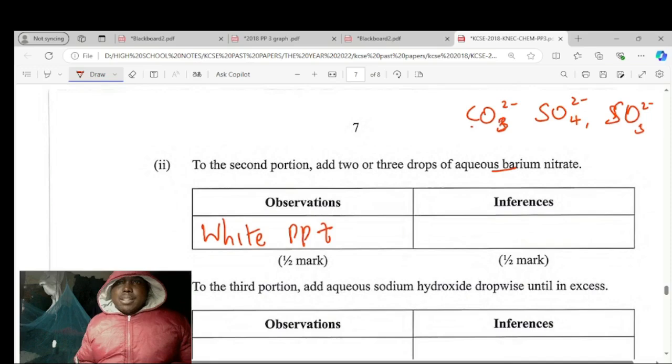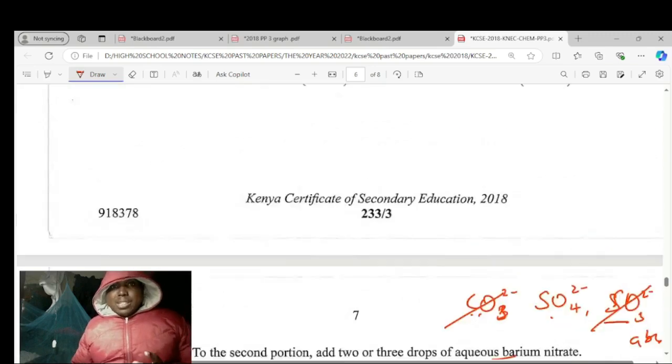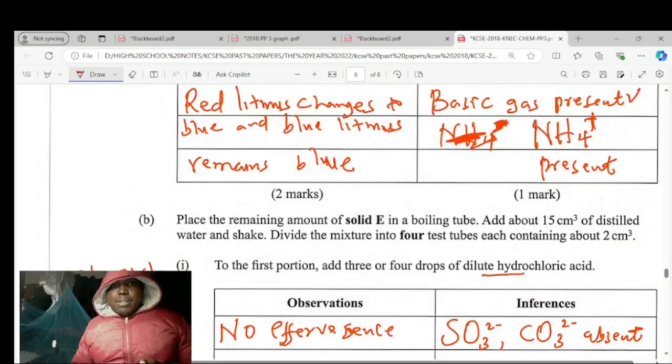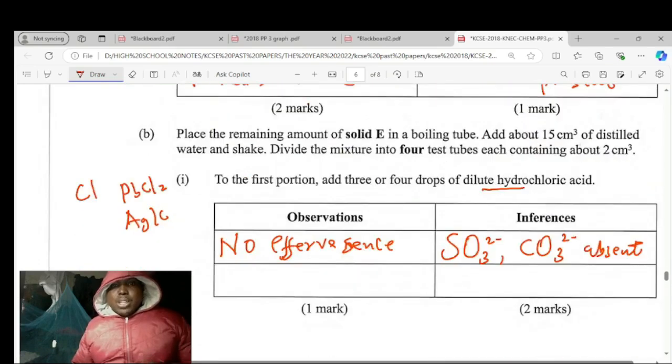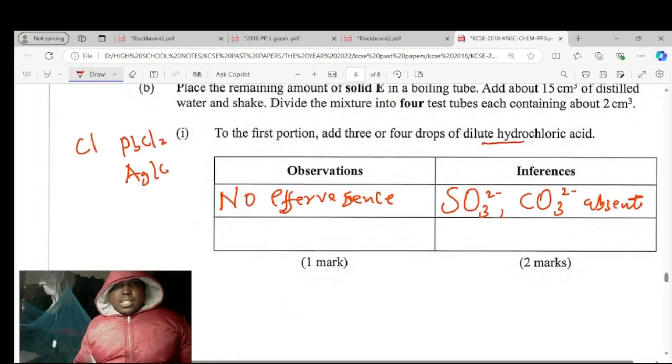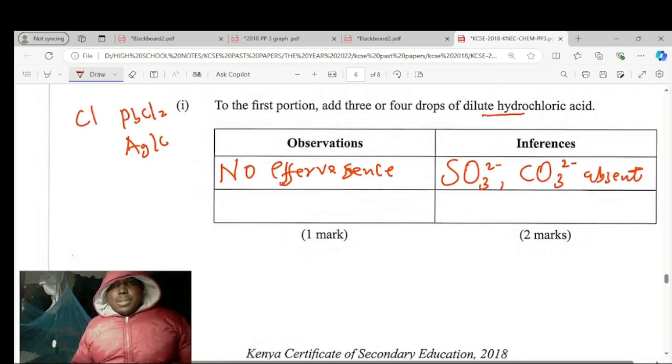Barium carbonate is a white precipitate. Barium sulfate is a white precipitate. Barium sulfite is a white precipitate. But initially we said carbonate and sulfite is absent. So there is nothing else you can put here. That is what is called elimination. So remember in the previous one we said no effervescence, it means no white precipitate. No white precipitate.